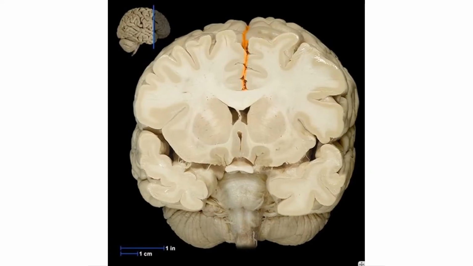This is a coronal section of the brain, and if we look at the orange marked structure, we can see that it is a very deep depression. It is the sagittal fissure of the brain, and it stops at a white structure which is called the corpus callosum. This is a structure that connects the two hemispheres together, back and forth, from right to left and left to right.